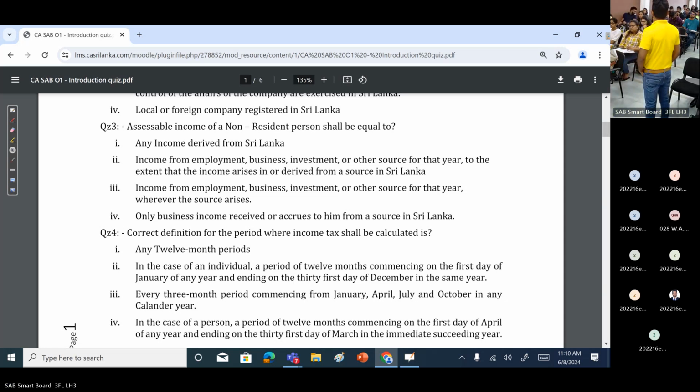What is the answer? 2. Because the question is about the non-resident. So in the case of a non-resident, there should be a source in Sri Lanka. Right? 2 is the correct answer. Income from employment, business, investment, or other source for that year, to the extent that the income arises in or is derived from a source in Sri Lanka. That's the correct answer. Right? So in the case of a resident person, it is wherever the source arises. Okay?